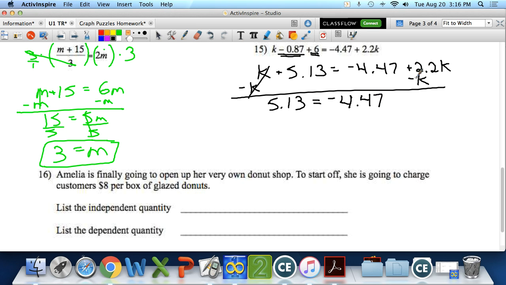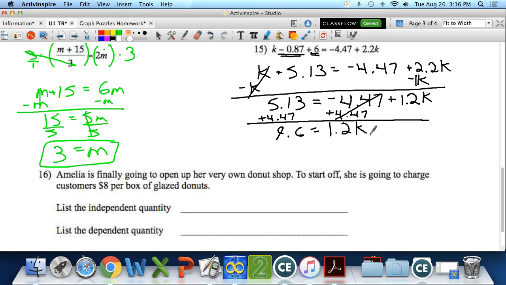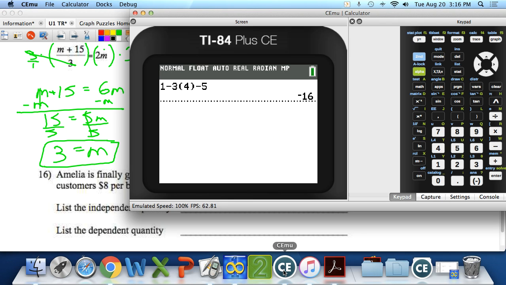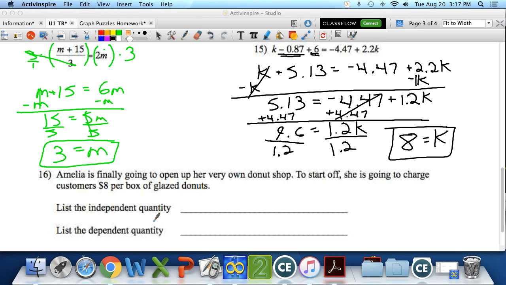This is going to be 2.2 minus 1. That's positive 1.2k. Now we're going to add 4.47 to both sides. Those are going to cancel. I get 9.6 equals 1.2k. Divide by 1.2, divide by 1.2, and I get 8 equals k. Double check that in the calculator. Okay, it's been a while since I've thought about those times tables. 9.6 divided by 1.2 equals 8. Okay, 8.